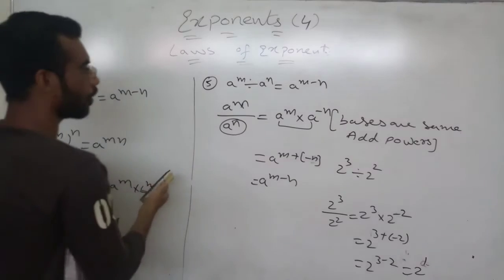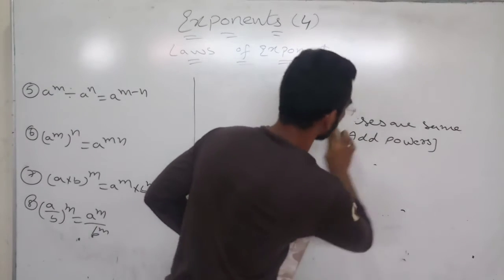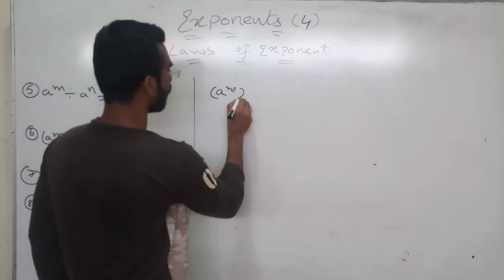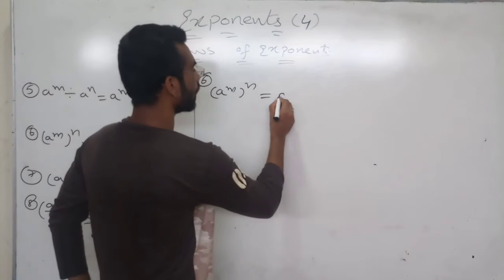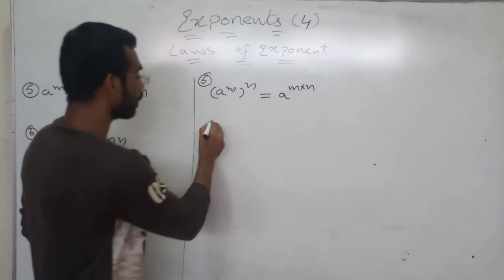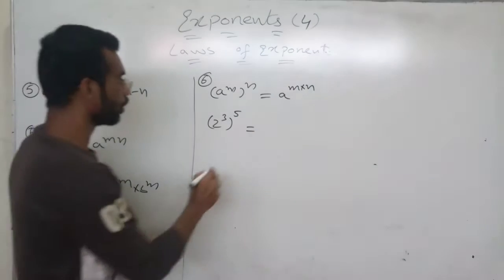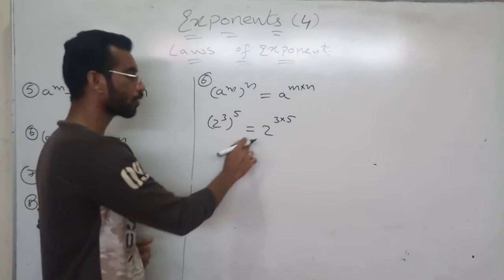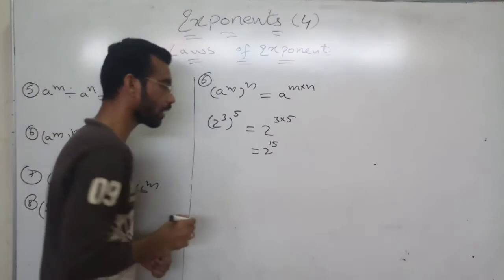Okay. Now we will go for one more law. The next law, the sixth law: a power of m whole power of n will be a power of m into n. See, 2 to the power of 3 whole power of 5. What do we have to do? 3 into 5, power of power. 2 power of 3 into 5, how much will it be? 15. 3 fives are 15.